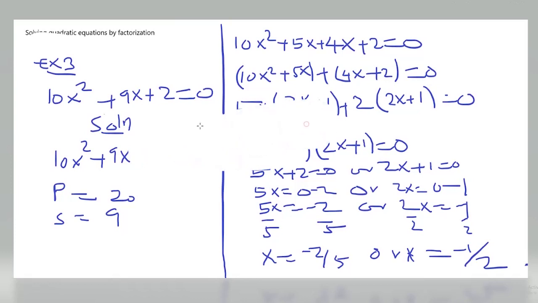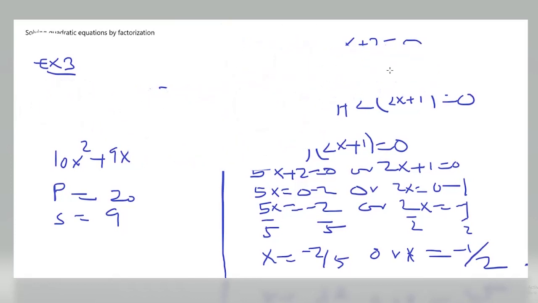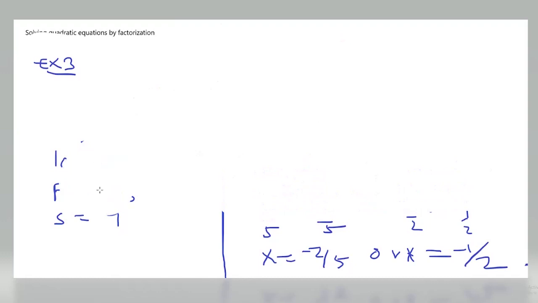Another example, example number 4. Okay, this is example number 4. Now assume you have this one, t squared plus 6t plus 8, which is equal to 0. Now I can be told to find the value of t.